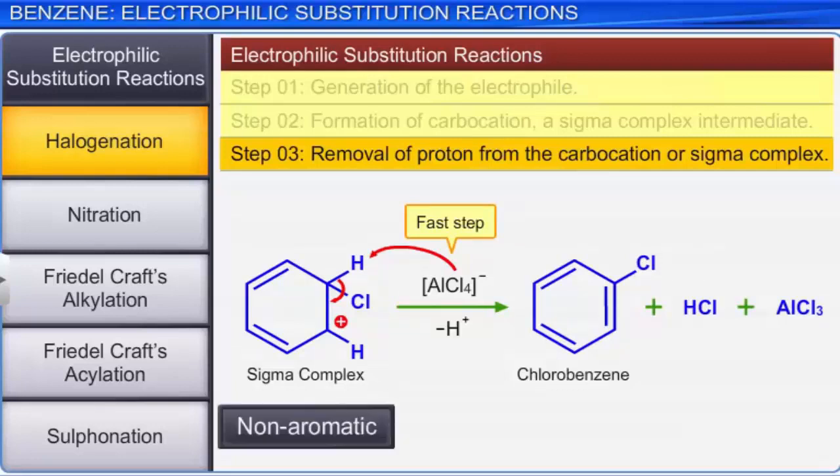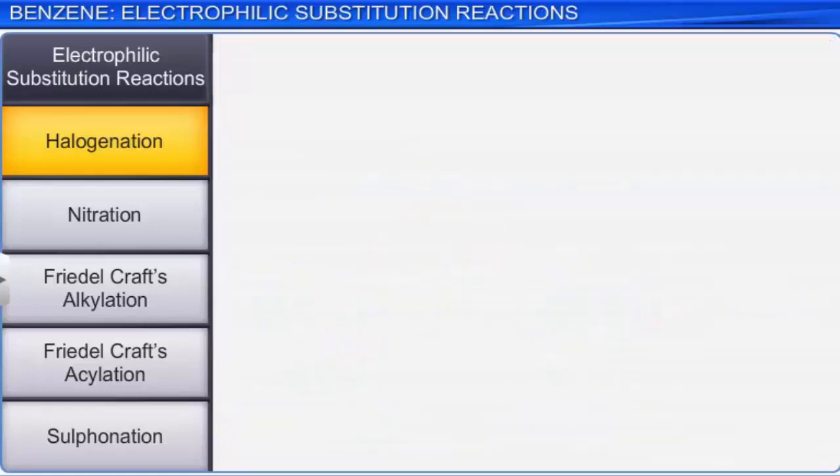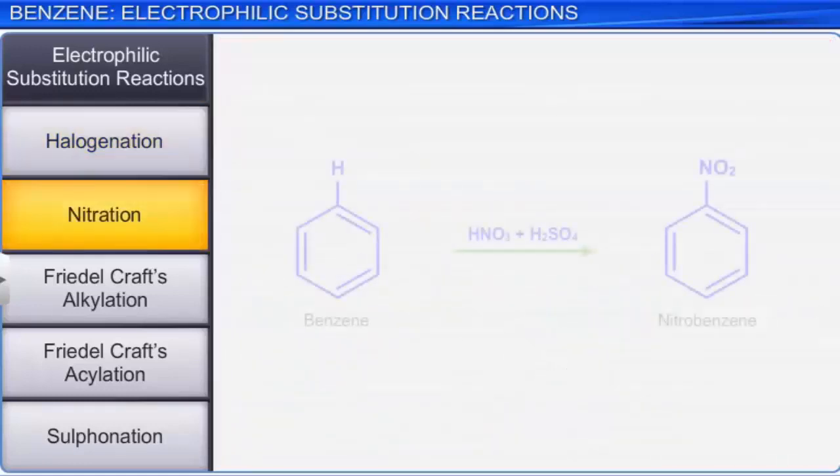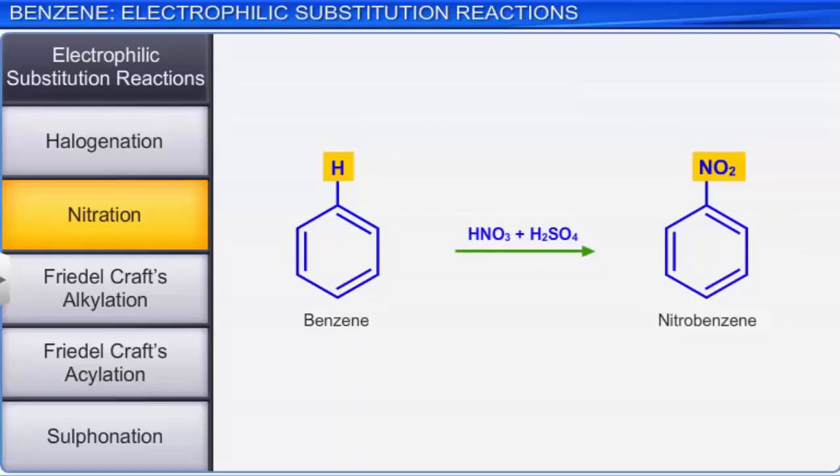Now let us look at nitration. When a hydrogen atom in the benzene ring is replaced by a nitro group, it is known as nitration. Nitration is carried out by heating benzene at about 330 Kelvin with the nitrating mixture consisting of concentrated nitric acid and concentrated sulfuric acid. When benzene is treated with nitrating mixture, it results in the formation of nitrobenzene.